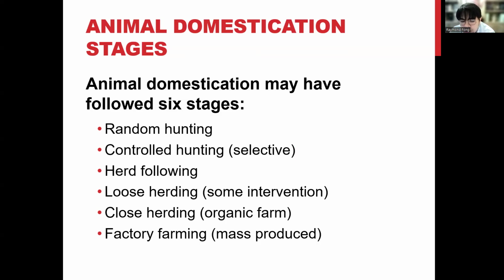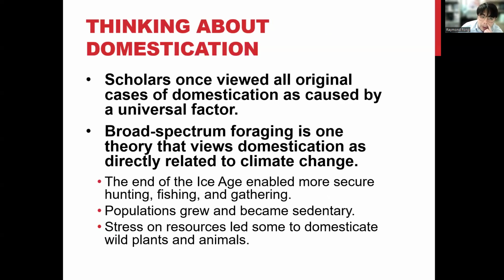And then close herding is kind of like what you would imagine as an organic farm. By the way, that's all a lie. Very few farms are actually like that unless their eggs cost like $20 a dozen or whatever, but it doesn't matter. Close herding is what you would imagine at an organic farm. And finally, factory farming, where we're killing things like 100 chickens a minute. That's factory farming. Okay.